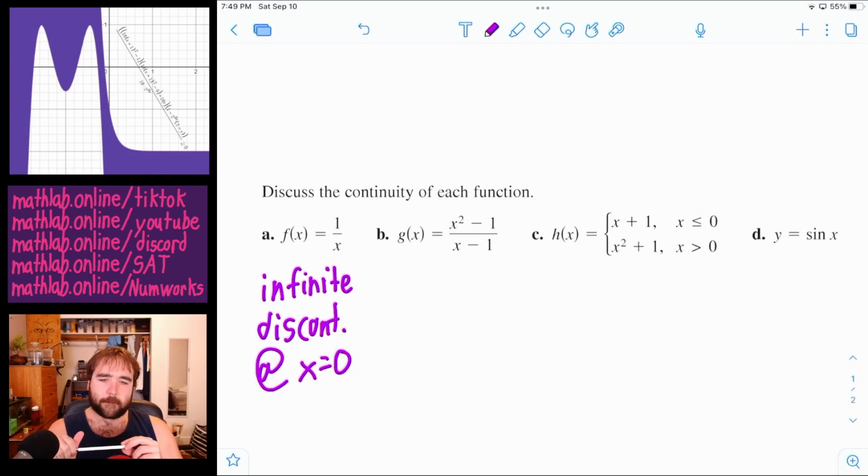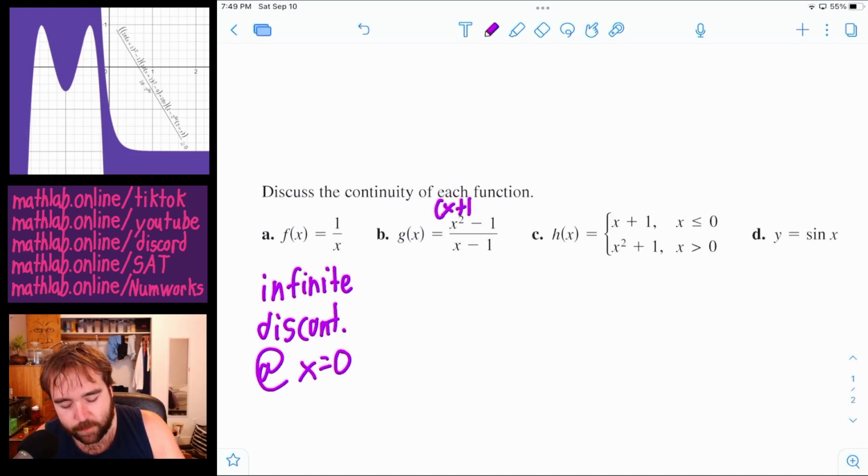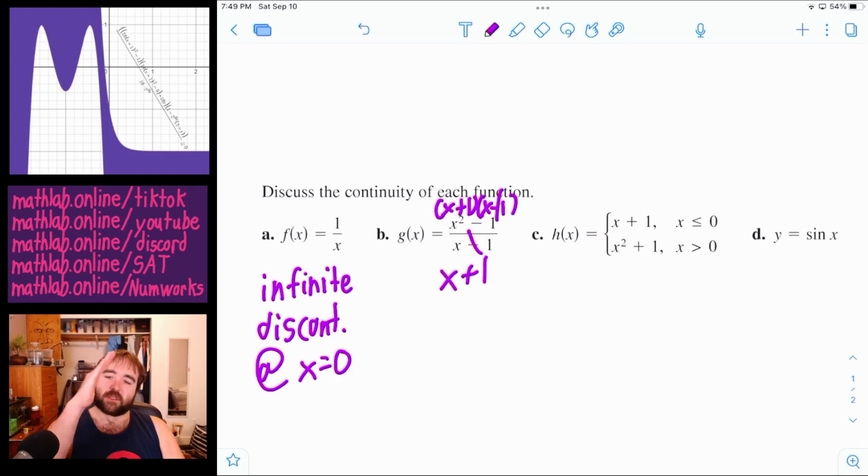So now b, that x minus 1 is going to cancel, right? Because you can factor this top, x plus 1, x minus 1. So then the x minus 1s cancel, and it's just x plus 1. So it's just a line, but it's got a hole, right? There that it canceled, because the original function, you still can't plug in x equals 1.